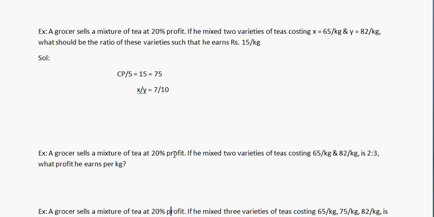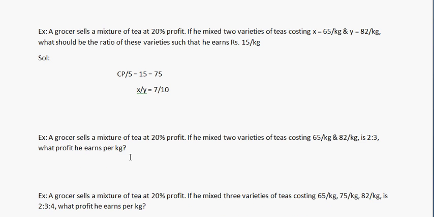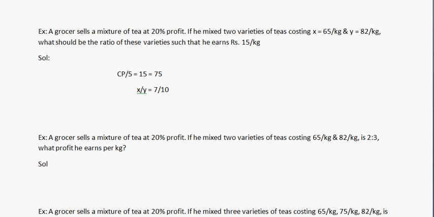Now let's go to the next question, which says a grocer sells a mixture of tea at 20% profit. If he mixes two varieties of the same in 2:3, what is the profit earned? So this is another concept. This is not alligation per se, but yes, this can nevertheless be a question in CSAT. So this is a basic question of ratios and proportions. Just try to do it. Another 1 minute for this.